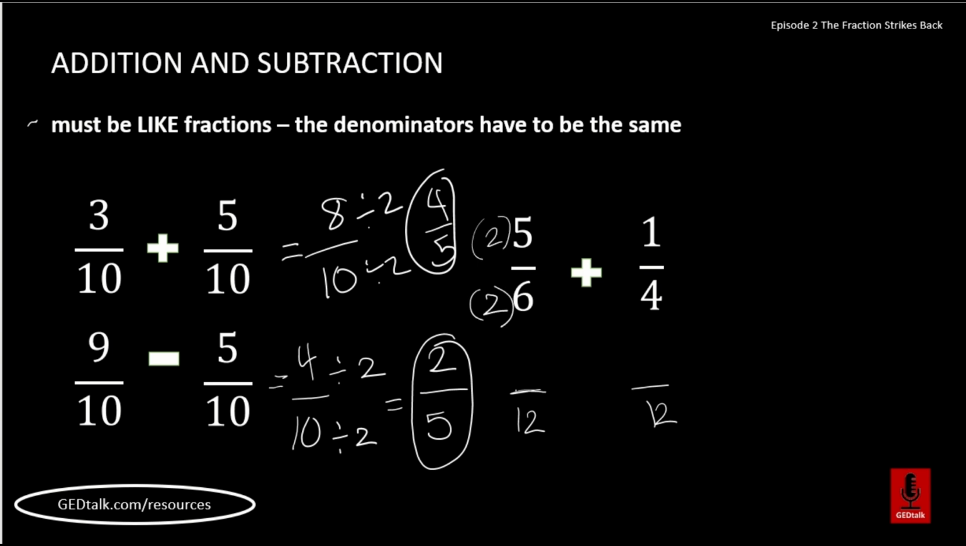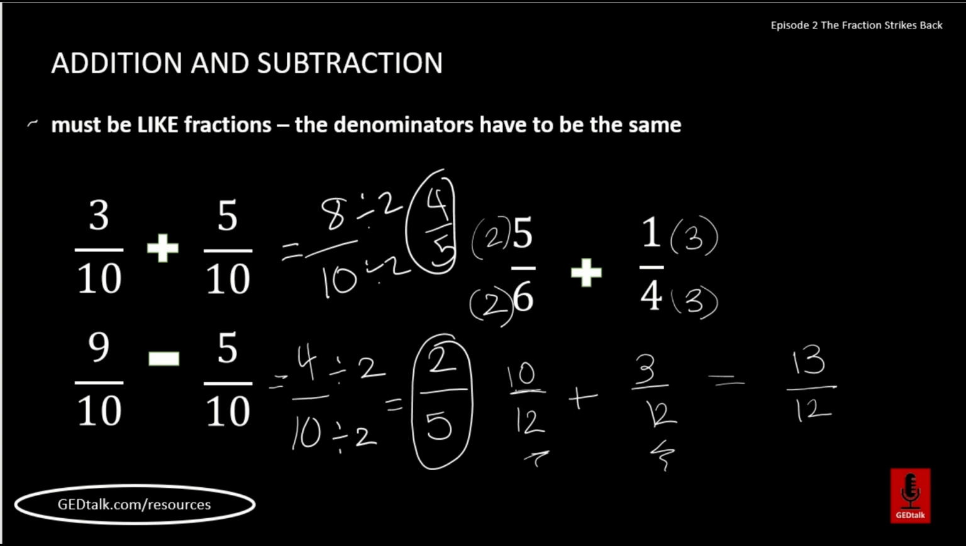So what's 5 times 2? We get 10. How did I get from 4 to 12? I multiplied by 3. So whatever you do at the bottom, you got to do at the top. 3 times 1 is 3. Now my denominators are the same. I have 12 and I have 12. Now I can go ahead and add across. 10 plus 3 will give me 13. And then I bring over the 12.